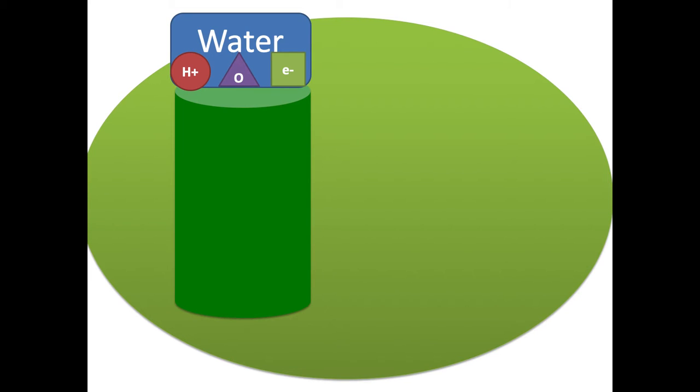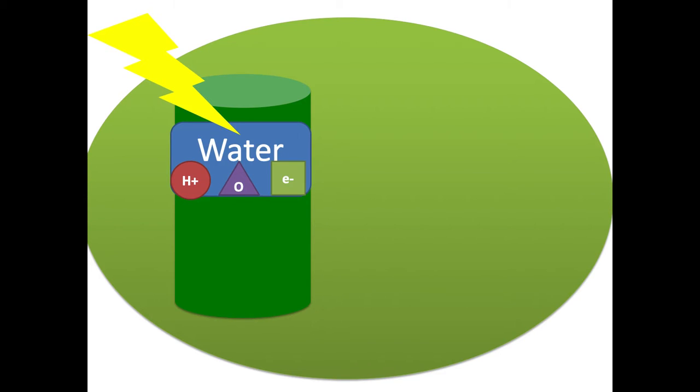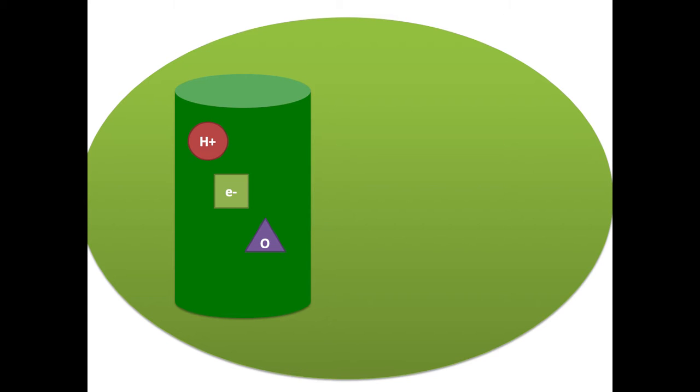The first thing that happens is water enters. It comes in from the environment. It contains H+, which are protons, electrons, and oxygen. Light energy hits the water, and along with chlorophyll, the pigment that's found in the chloroplast, it splits that water into hydrogens, electrons, and oxygens. We don't need that oxygen, so it leaves as waste at this point, which is great for us humans because we need oxygen to breathe.